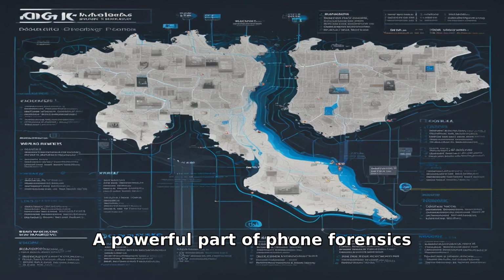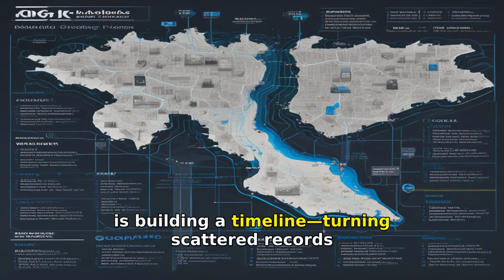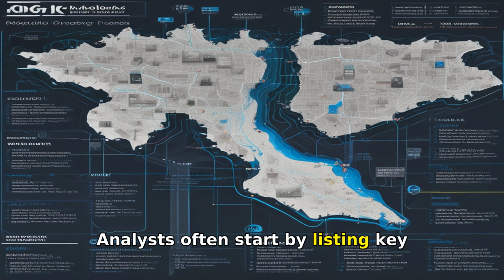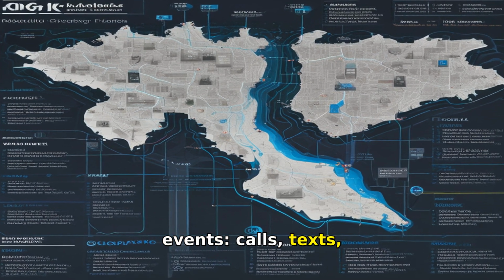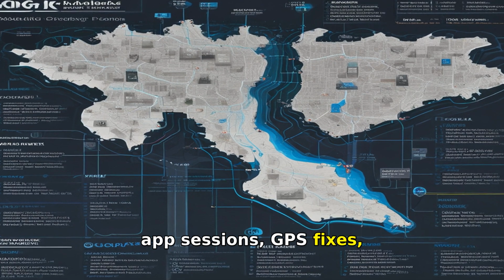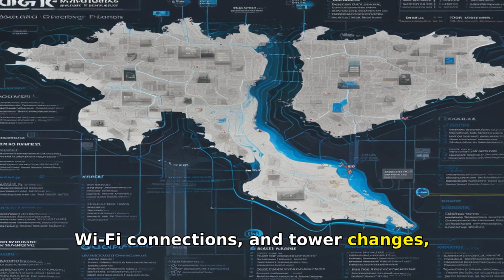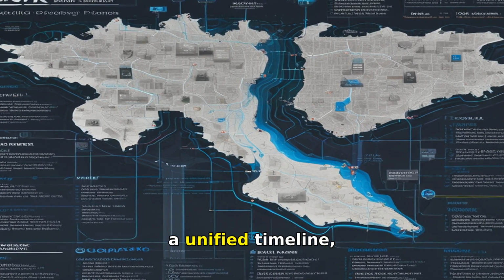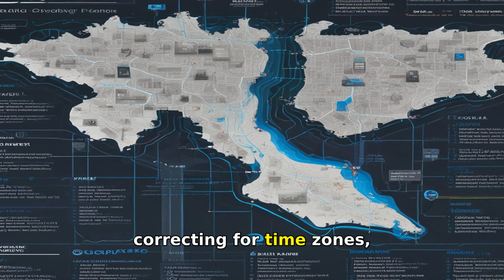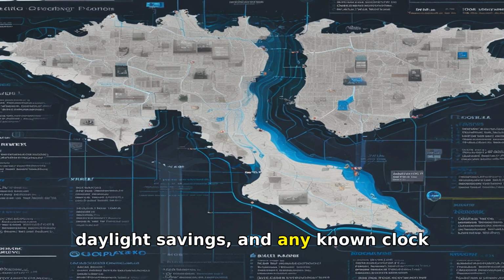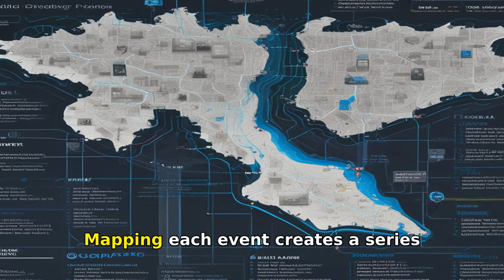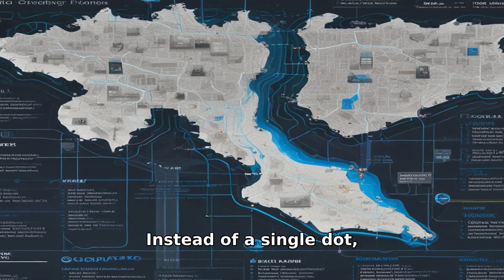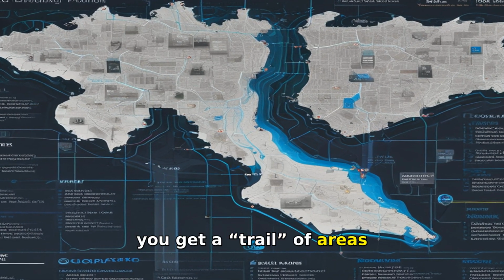A powerful part of phone forensics is building a timeline, turning scattered records into a narrative of movement. Analysts often start by listing key events: calls, texts, app sessions, GPS fixes, Wi-Fi connections, and tower changes, all stamped with times. Then they align those events on a unified timeline, correcting for time zones, daylight savings, and any known clock drift. Mapping each event creates a series of possible locations over time. Instead of a single dot, you get a trail of areas the phone could have been.